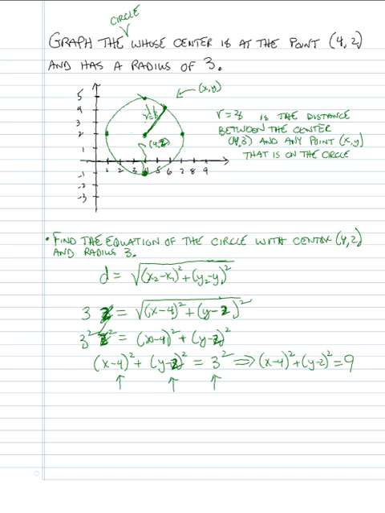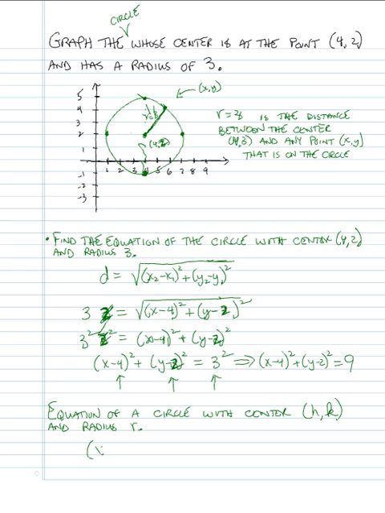So if we could have done this more generally, okay, the equation of a circle with center, let's say just generally, h comma k, we'll call that the center. And radius we'll just call some general number r, okay? Then if we follow this same pattern, look what we would have.